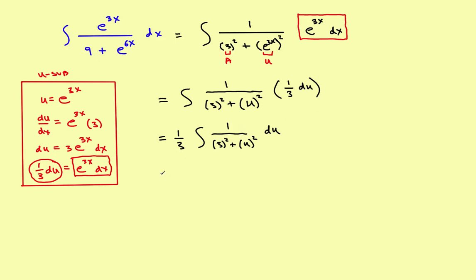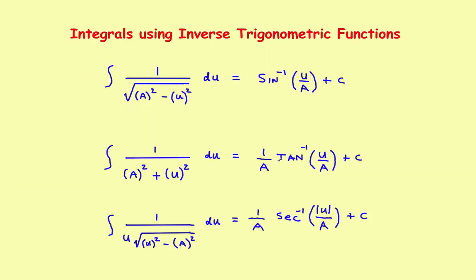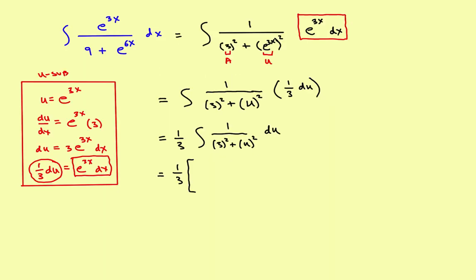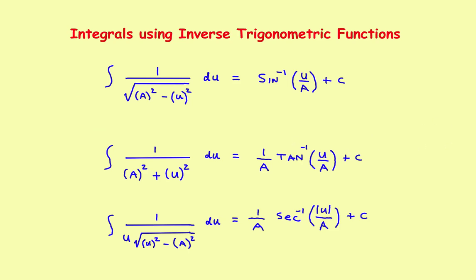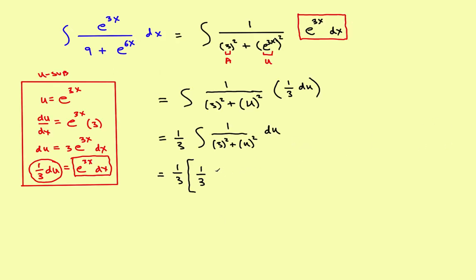So back to this one again. Let's go ahead and finish this up. This will turn into 1/3 of, and again, a is equal to 3 and u is equal to e to the 3x. So the formula says, first of all, you need 1 over a, so let's go ahead and put that. So it would be 1 over a, which is 3. Then you need the inverse tangent of u over a. So this will become the inverse tangent of u over a, and again, a is 3. We'll go ahead and put a 3 in there. And then finally, plus c.